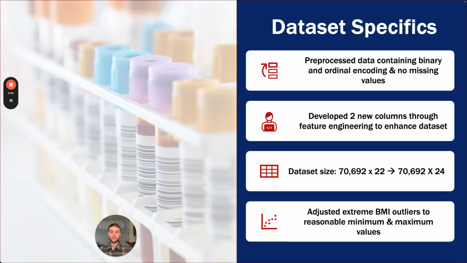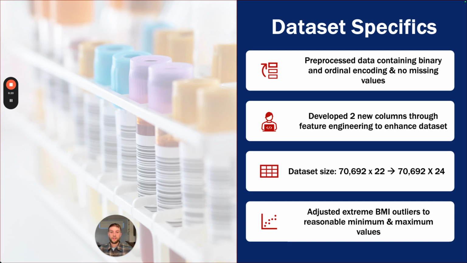The dataset initially was a size of 70,692 rows by 22 columns and came pre-processed for machine learning with pre-binary and ordinal encoding for the features. There were no missing values to fill in.